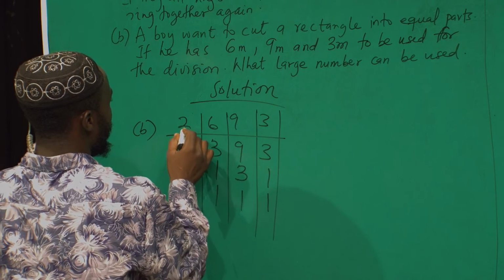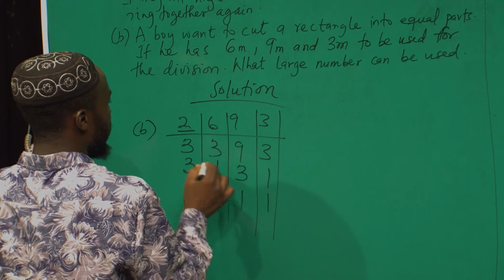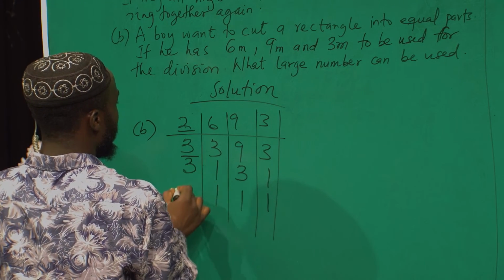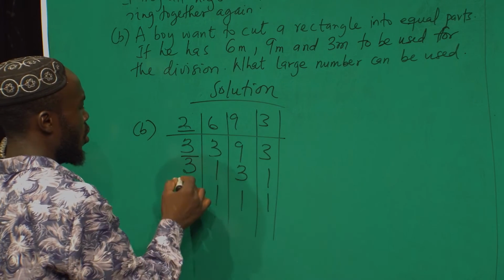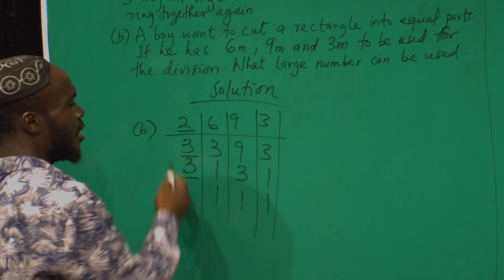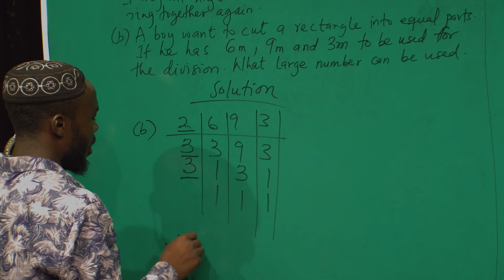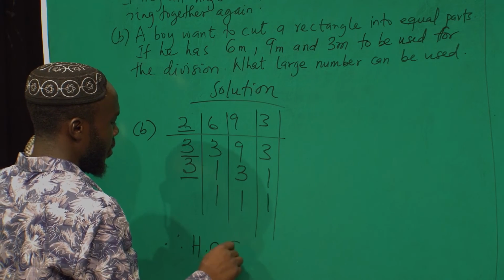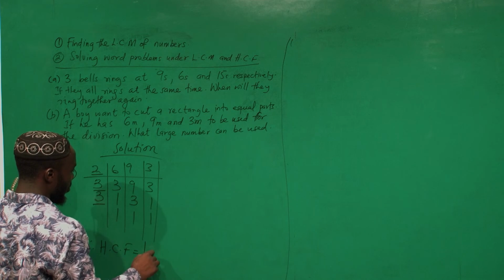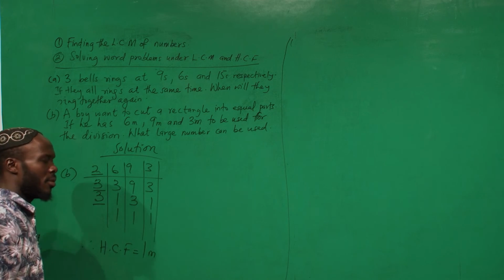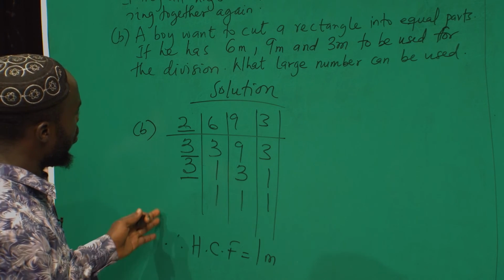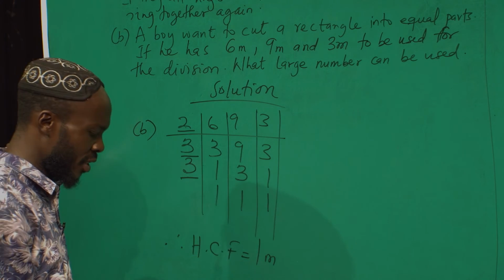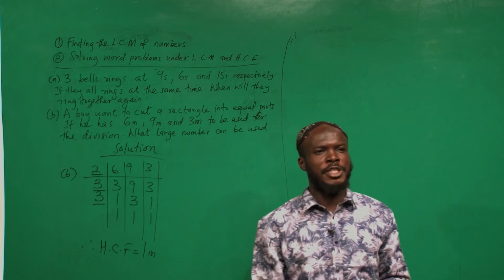So since 2 didn't go into all, I underline. And since 3 didn't go into all, I underline. And since 3 also didn't go into all, I underline. As I said, when all has been underlined, therefore, you just write HCF is 1 meter. That is it. So because 1 is the mother of what? All factors.